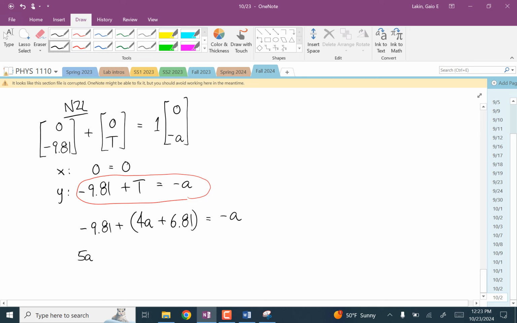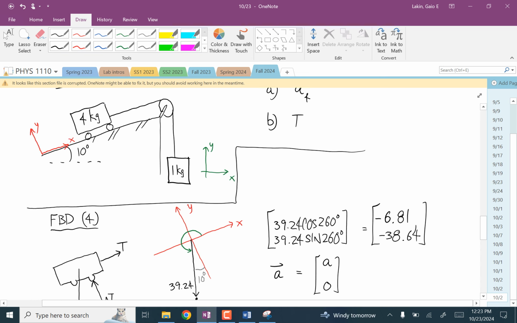So 5a is equal to 3. And so a is equal to 0.6. Wait, that's not 2/3. 3/5 is 0.6, yeah. Any questions about that? So now that we have that A, now we can look back.